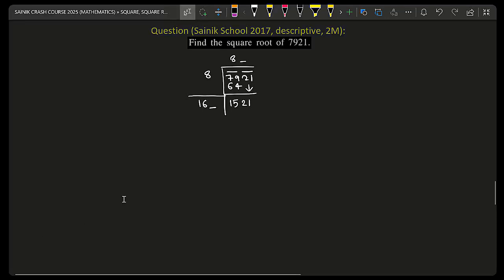Yes, Rishikesh, which digit you have to use? Sir, I am doing with 11. You cannot use 11 in that place. You have to use a single digit in place of that blank. Okay, sir. 54 plus 8.